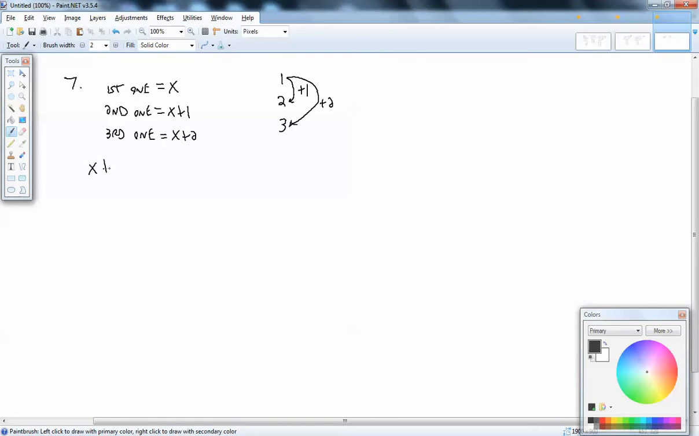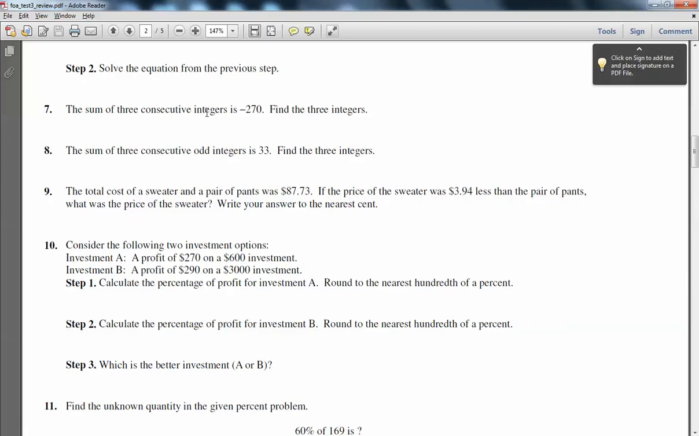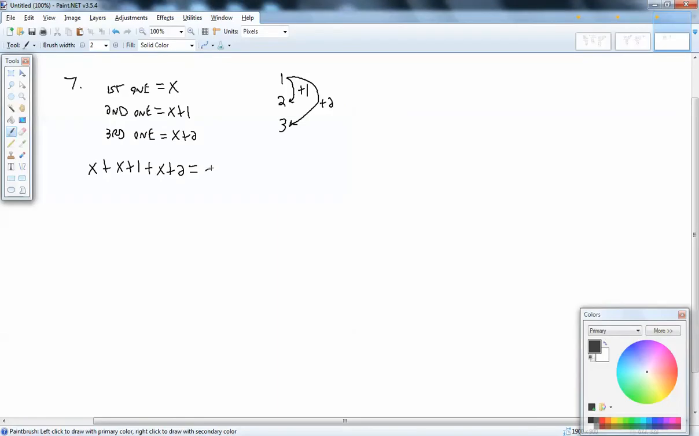Okay, so those added together are going to give us something. Let's see what they add up to. Negative 270. Lots of negatives here. X plus x plus x is 3x. 1 plus 2 is 3. Equals negative 270.